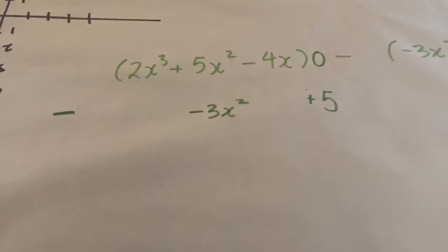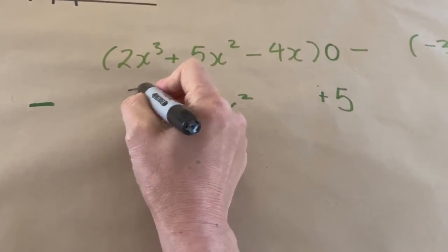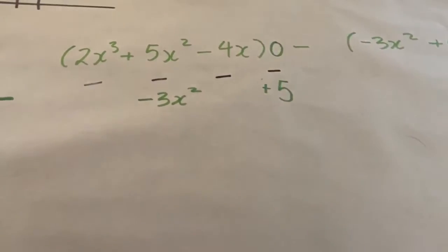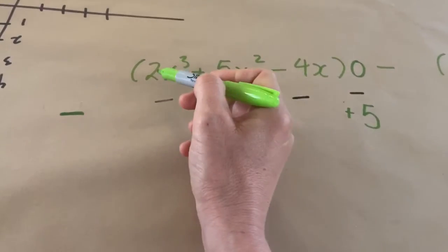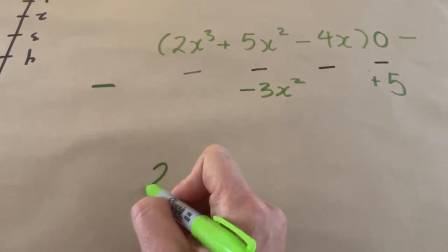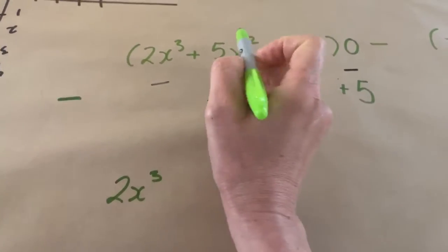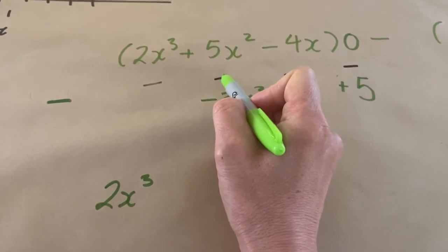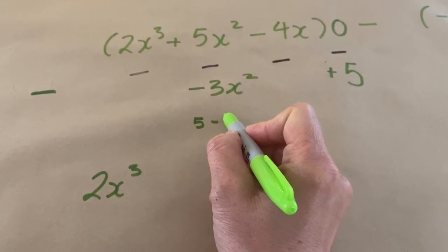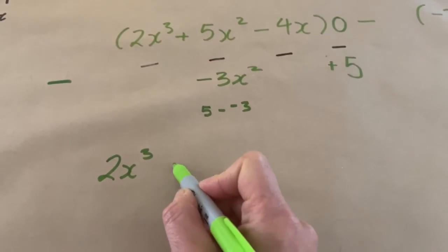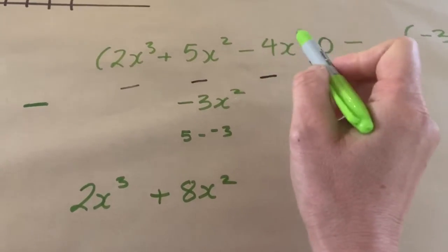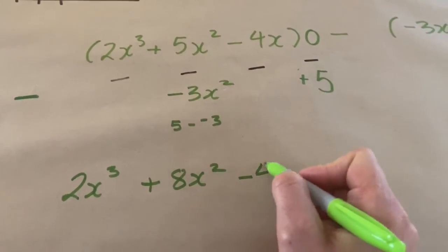Let's see. We need to move our subtraction throughout the question because we're not just subtracting one thing, we're subtracting everything. So I have 2x cubed minus nothing. I'm not taking anything away from that. That would give me 2x cubed. Then I have 5x squared, subtract negative 3x squared. 5 subtract negative 3. That would give me a plus 8x squared. Then I have minus 4x, subtract nothing, so minus 4x.